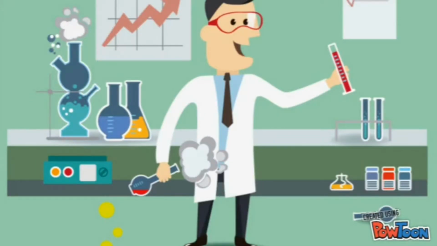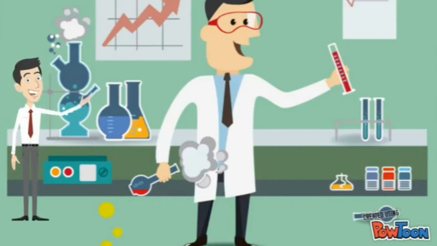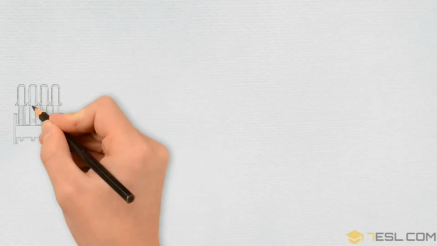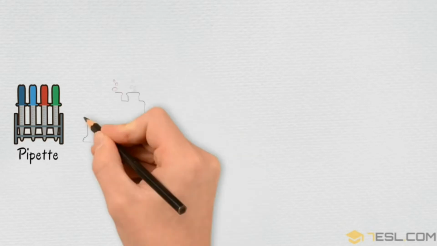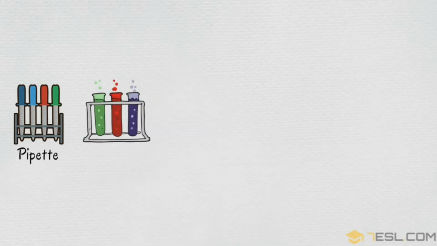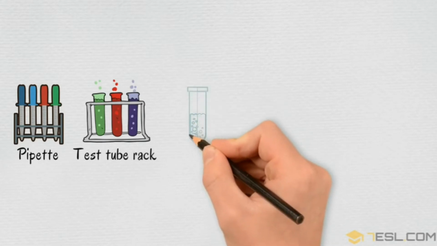How about that? Do you know most of them? There are more laboratory tools that we can use, such as the pipette. Pipettes are used to take a small droplet of liquid. Then you also have a test tube rack. A test tube rack is used to hold the test tubes.